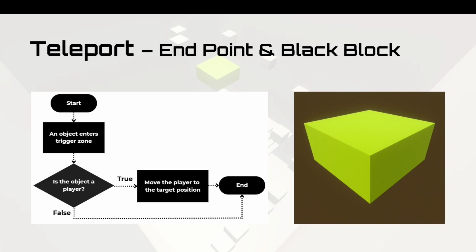Let's start with the endpoint block. When an object enters the trigger zone, the script detects whether it is the player. If so, the player will be transported to the target position, the next level.